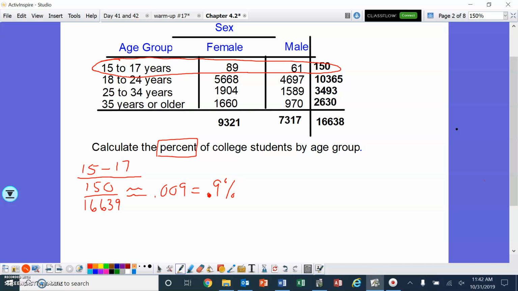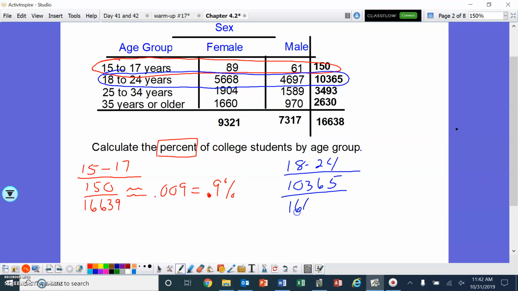All right, let's do the next age group. So the next age group is 18 to 24. Again, we're going to take the total for that age group and divide it by the table total. And we're going to get approximately 0.623. And we're going to round that to 62.3%. Well, definitely a majority of the students are in that age group.